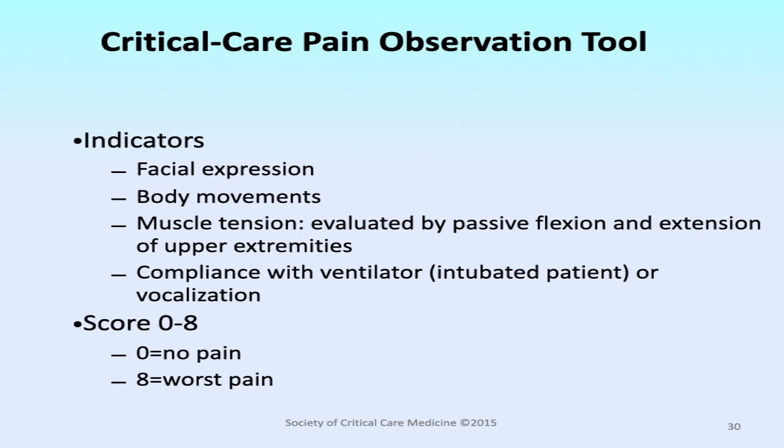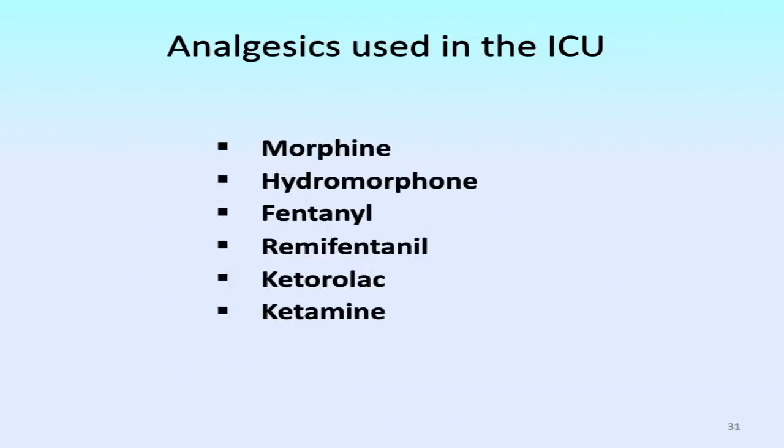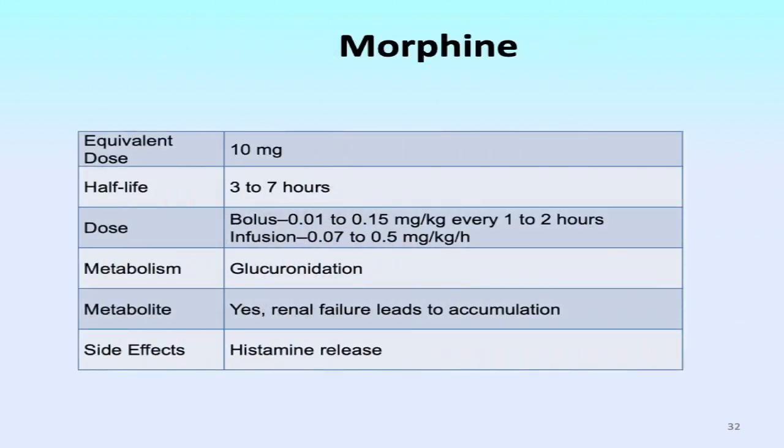And they found that maybe 70% of our patients experience bad memories, and they can't remember all the painful procedures. So, keeping in mind the painful procedures we are doing, most of the time we can go prophylactically to give analgesia for these patients without assessment. And these are common drugs for analgesia in ICU: morphine, hydromorphone, fentanyl, remifentanil, ketorolac, and ketamine. We'll talk about them shortly.